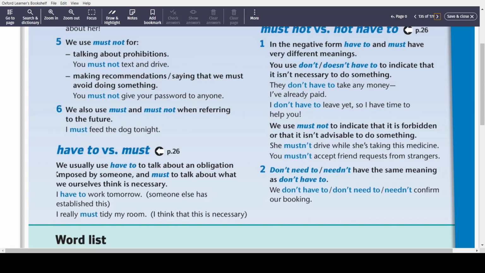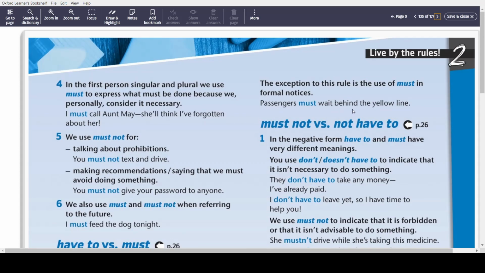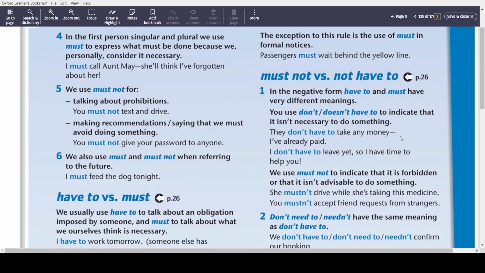What is the difference between have to and must? We usually use have to talk about an obligation imposed by someone and must to talk about what we ourselves think is necessary. I have to work tomorrow. Someone else has established this. I really must tidy my room. I think that this is necessary. Okay? So, the exception to this rule is the use of must in formal notices. Passengers must wait behind the yellow line.